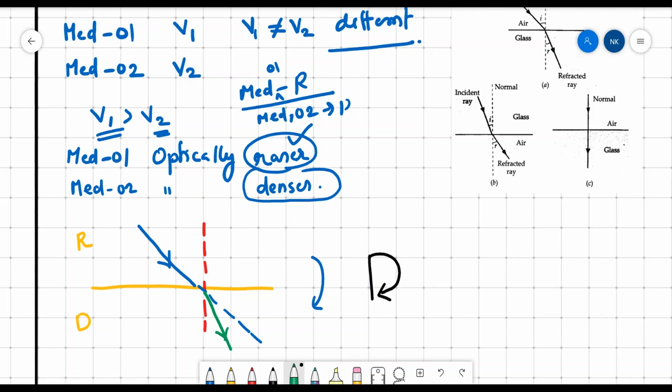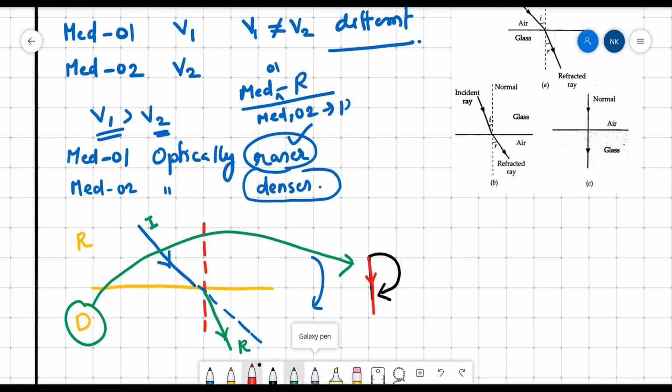So here this is the incident ray, and here this is the refracted ray, and it was traveling towards the denser medium, and you can say it is bending towards the normal. देखिए, it's towards the normal.